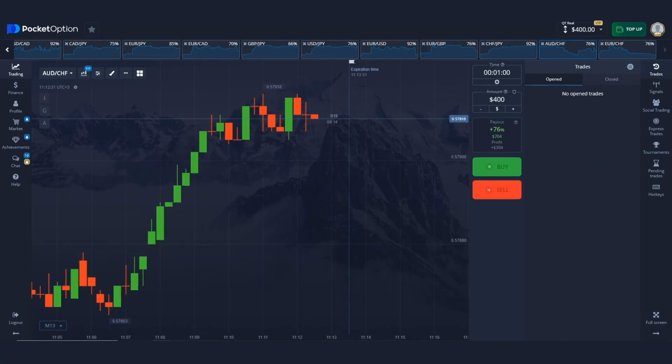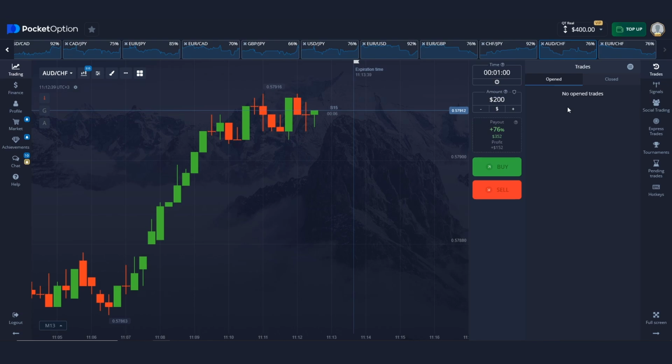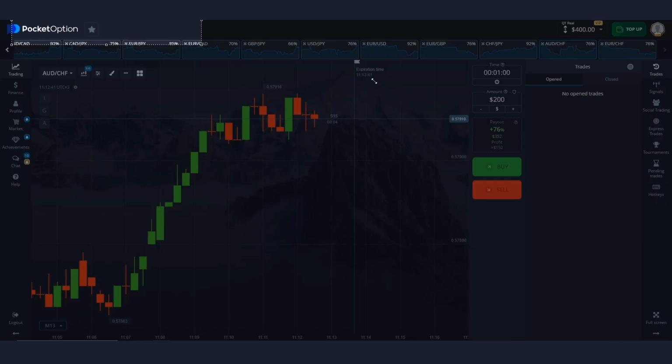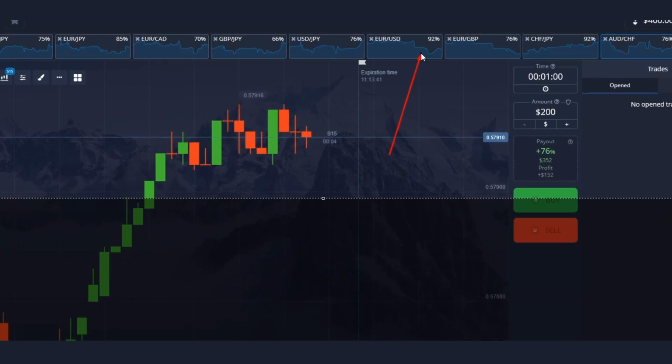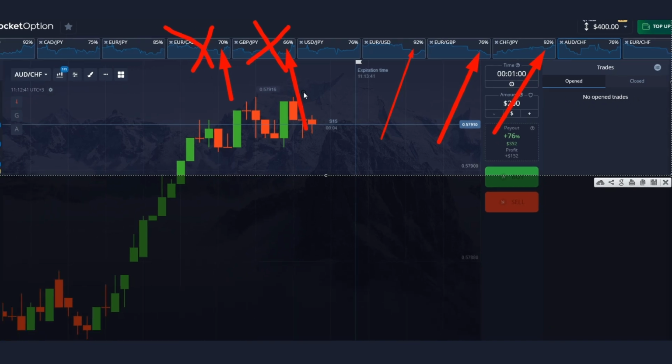In order to increase my deposit very quickly, I will have to take a risk, and I will open a minimum of 50% at the beginning of the trade, which is $200 of my deposit. The next step is to choose a currency pair. I will be satisfied with currency pairs on which the payout is at least 75%. That is, currency pairs on which less than 75% I will not take into account. It is necessary to understand this in order to quickly increase your deposit.